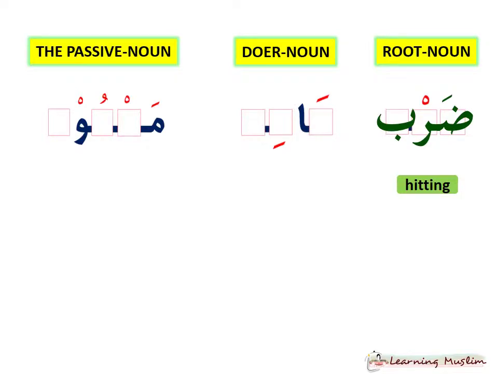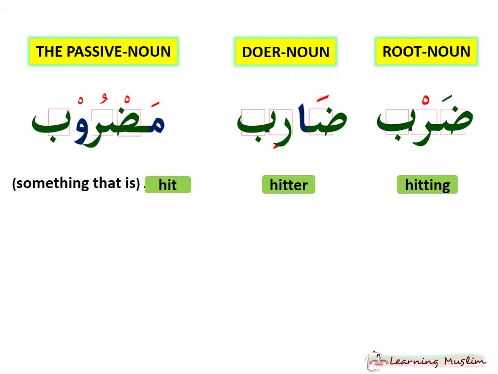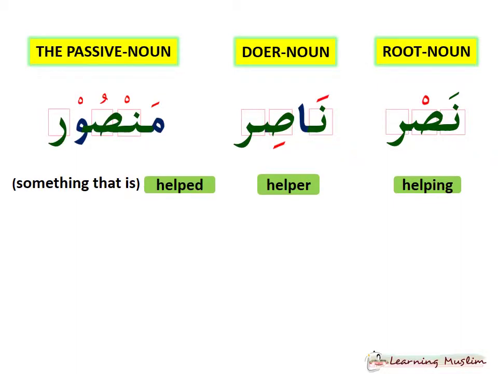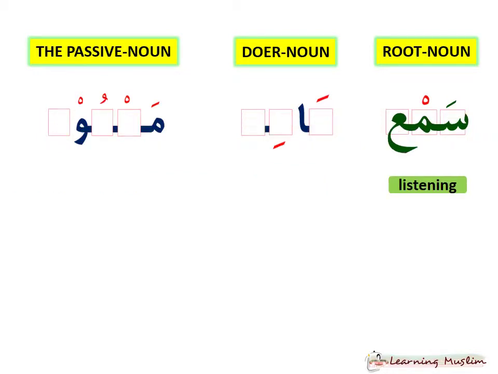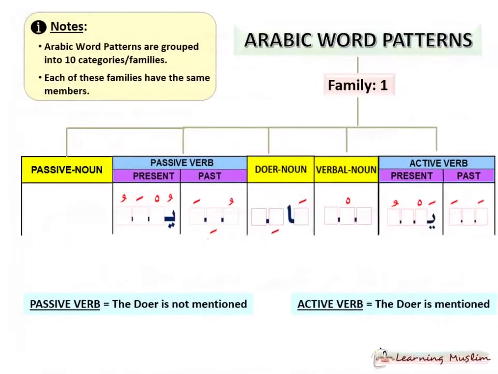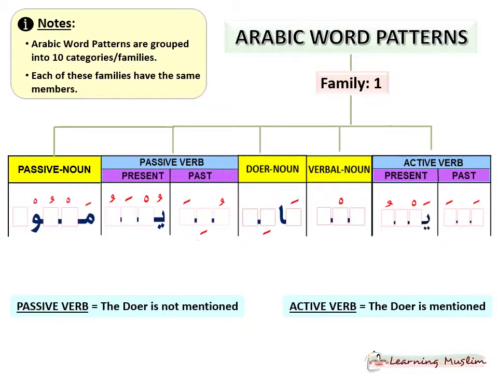So next example, darb. Darb means hitting, the idea of hitting. Darib, the hitter. Madrub, something that is hit. Nasr, helping. Nasir, helper. Mansur, the one who is helped. Sam', listening. Sami', listener. Masmu', something that is heard. So our passive noun fits on our family 1 after the passive verb. Our family 1 thus far is fa'ala, yaf'alu, fi'l, fa'il, fu'ila, yuf'alu, and maf'ul. Those are the patterns we have learned.